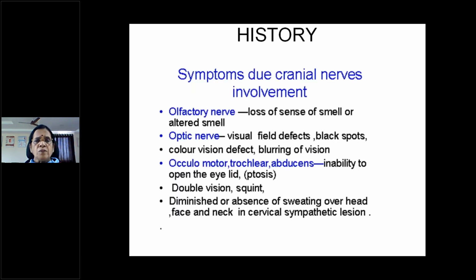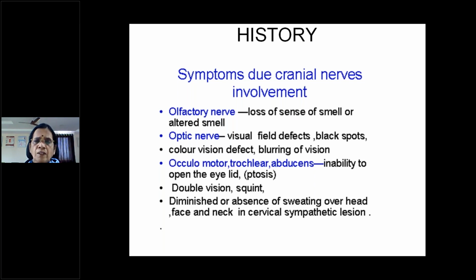Now, that was the history in general. Next is the history of symptoms due to cranial nerves. You can make out from the history itself which cranial nerve is affected. There are 12 pairs. For the olfactory nerve, the patient may complain of loss of sense of smell or altered smell, which is called parosmia. Nowadays, because of COVID infection, the earliest symptom may be loss of sensation or altered smell. This is the most important symptom you have to remember in the COVID season.